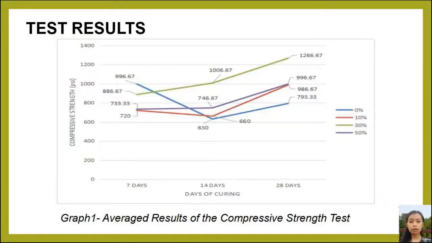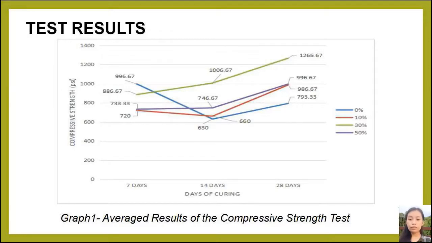Graph 1 shows the average result of the compressive strength test of the 36 cylindrical concrete samples. The blue line, or the normal concrete with no partial replacement, has the highest compressive strength in its 7 days curing than all the other concrete with partial replacement of 10, 30, and 50% of spent garnet. The 0% partial replacement has a value of 996.67 PSI. On the 14th day curing, you may notice the rapid decrease in value of the normal concrete as well as the 10% partial replacement.